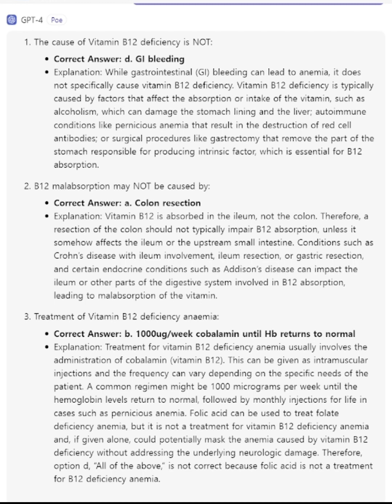Folic acid can be used to treat folate deficiency anemia, but it is not a treatment for vitamin B12 deficiency anemia and, if given alone, could potentially mask the anemia caused by vitamin B12 deficiency without addressing the underlying neurologic damage. Therefore, option D, all of the above, is not correct because folic acid is not a treatment for B12 deficiency anemia.